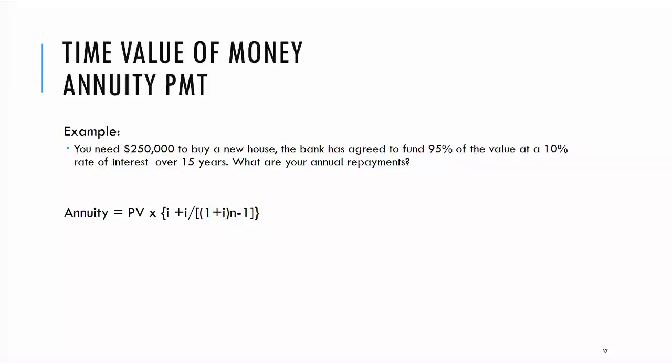All right, break the ice. Example. You need $250,000 to buy a new house. The bank has agreed to fund 95% of the value at a 10% rate of interest over 15 years. What is your annual payment? And this is the formula. So what is your annual payment? What is your annuity?